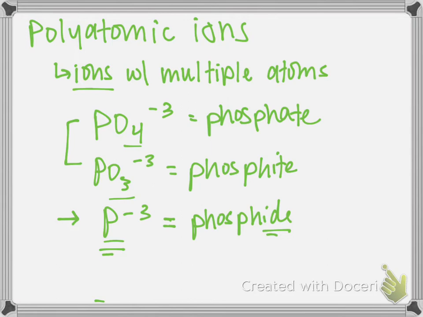All right, let's get into the actual naming rules. So we use monatomic ions and polyatomic ions to help us build compounds. Okay, so let's look at an actual set of rules here. We're going to start with binary ionic compounds.